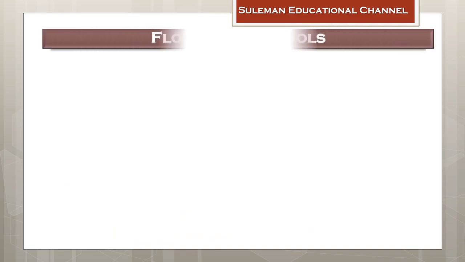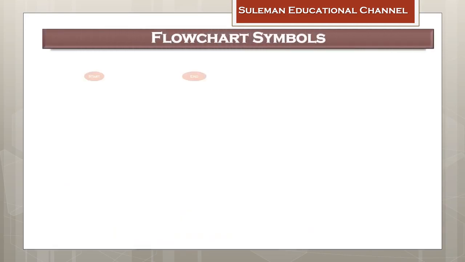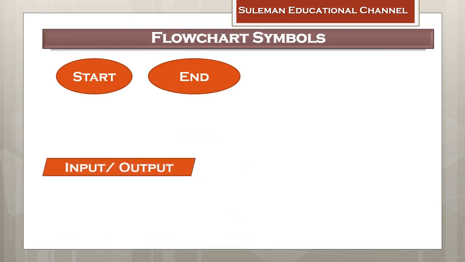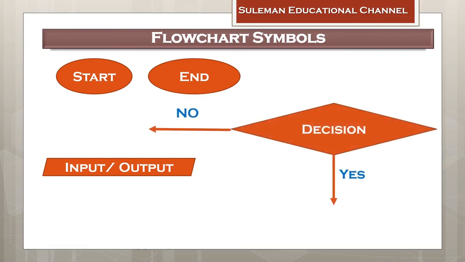Now in this part, we will discuss the symbol for flowchart. The oval shape shows start and end of a program. The parallelogram is used for input and output. The rhombus shape is used for decision. The decision value can be true or false, so there are two paths, one for true or yes and the other for false or no. The rectangle shape is used to show processing.